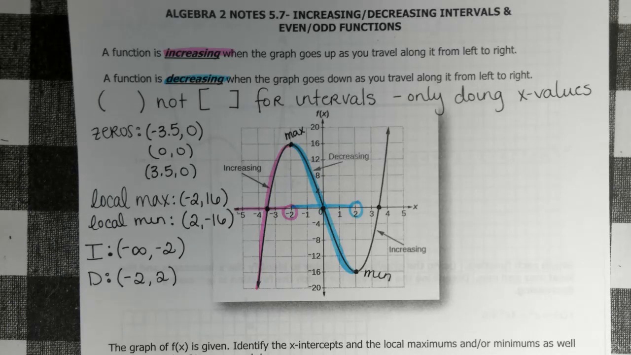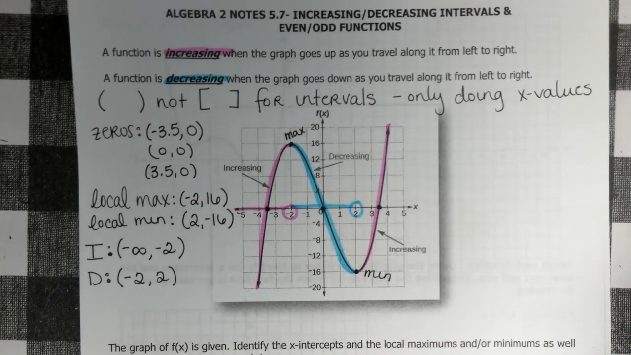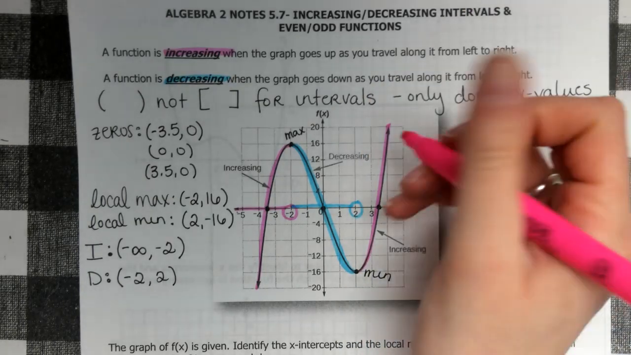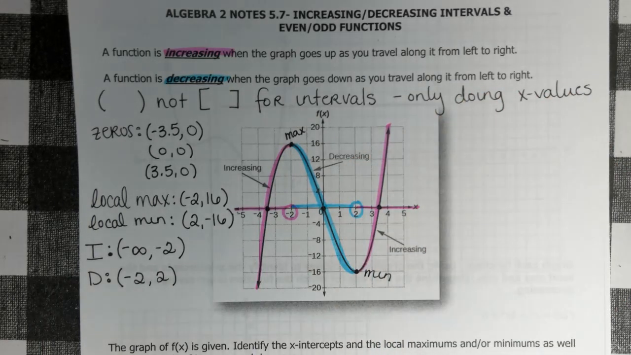Y'all see what I'm doing? Okay. Then I turn back around. Once I hit a minimum, I can't go any lower. I only have the option to go up. So I start increasing from there to infinity. Okay, so from that 2 on to infinity, I'm increasing again.